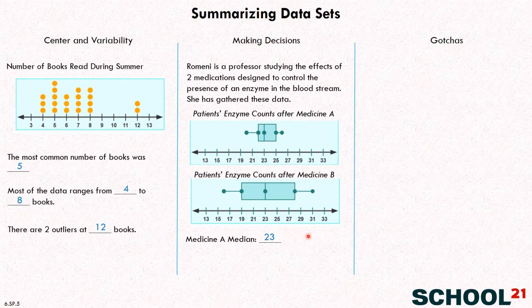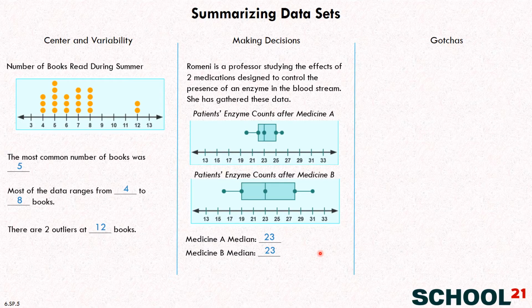How about medicine B's median? We look here inside the box. Here's that point. That's the median. Ah, it's also 23. So now that's really interesting. Both of these medications had a median enzyme count of 23. So some people might conclude, well, the medications are identical. They give you the same kind of an effect on your blood.